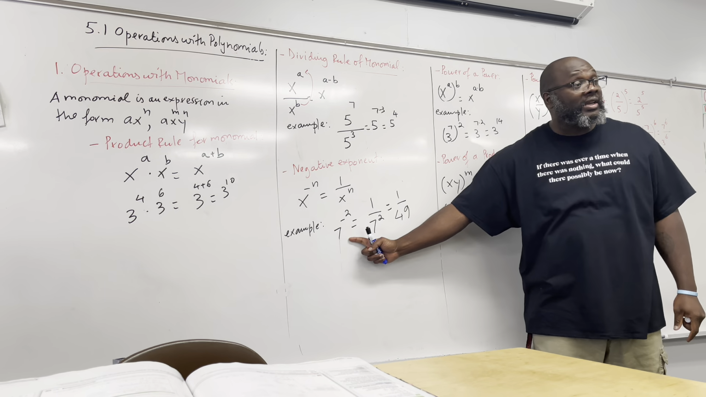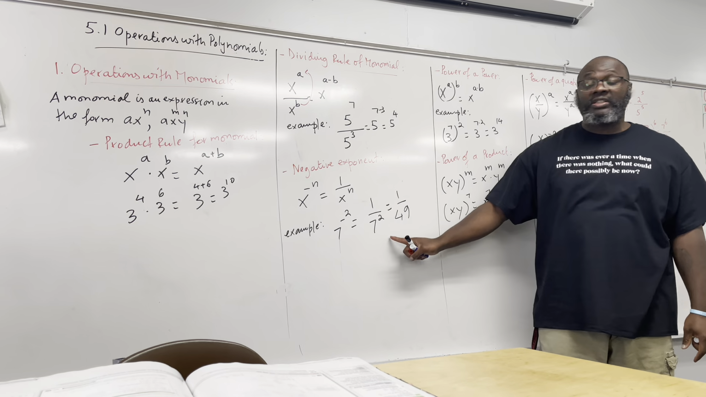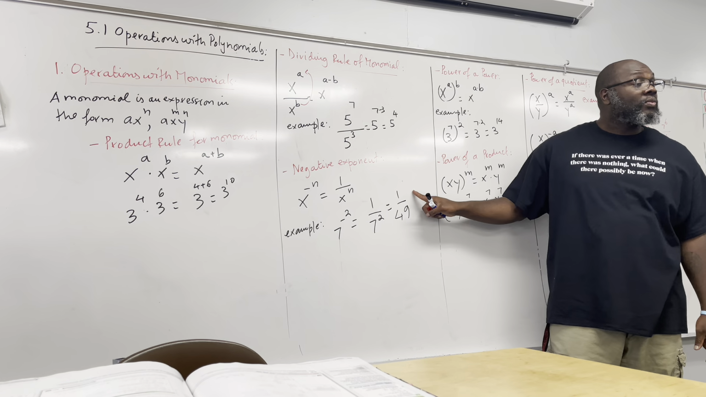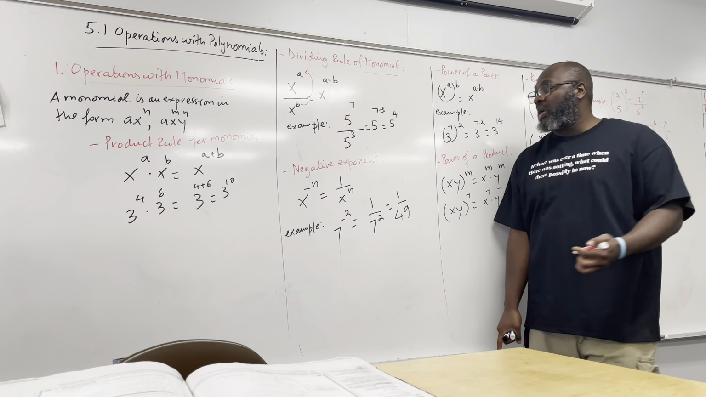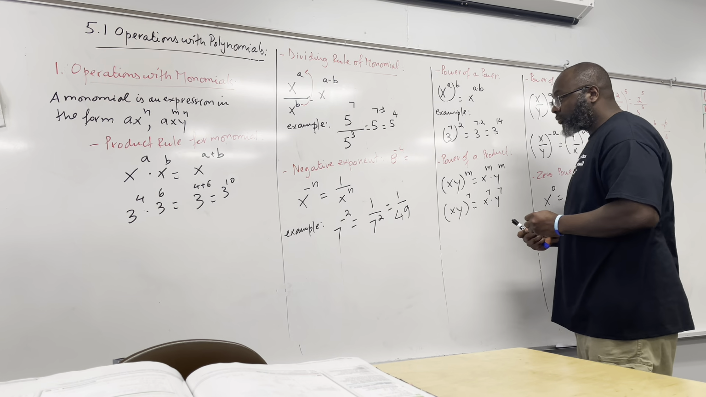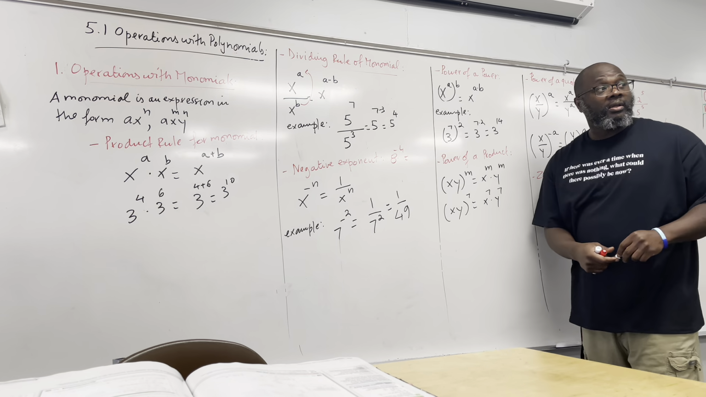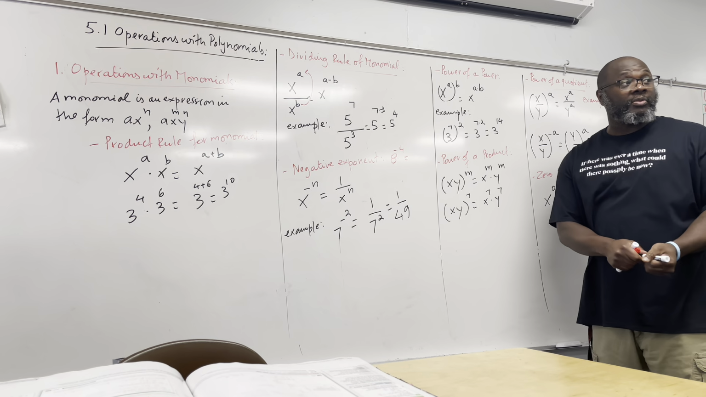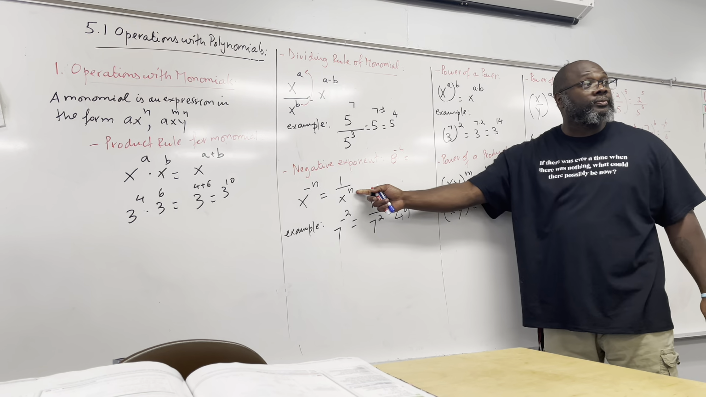Example, 7 to the negative 2 is equal to 1 over 7 squared, which is basically 1 over 49, right? So what if I have 8 to the negative 4? Shay, what would that give me? 8 to the negative 4. If I want to get rid of the negative exponent, what would that give me, according to this rule?